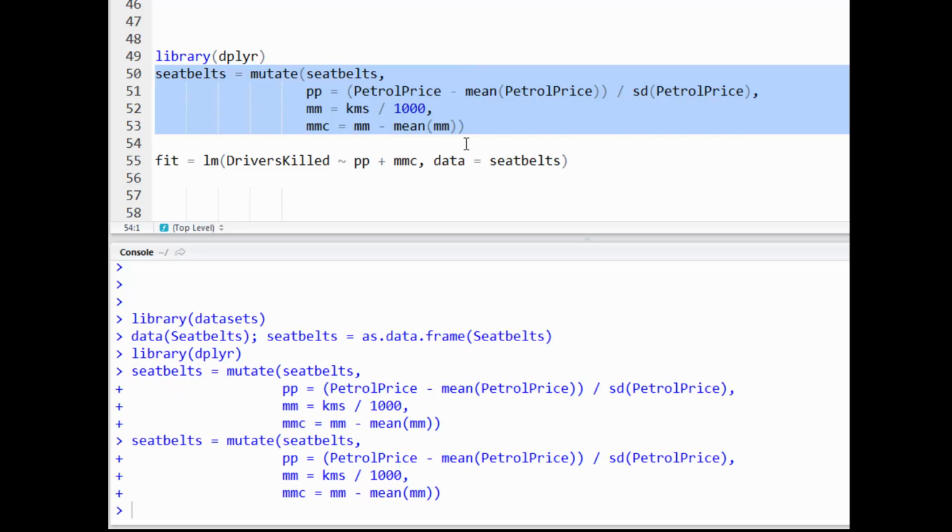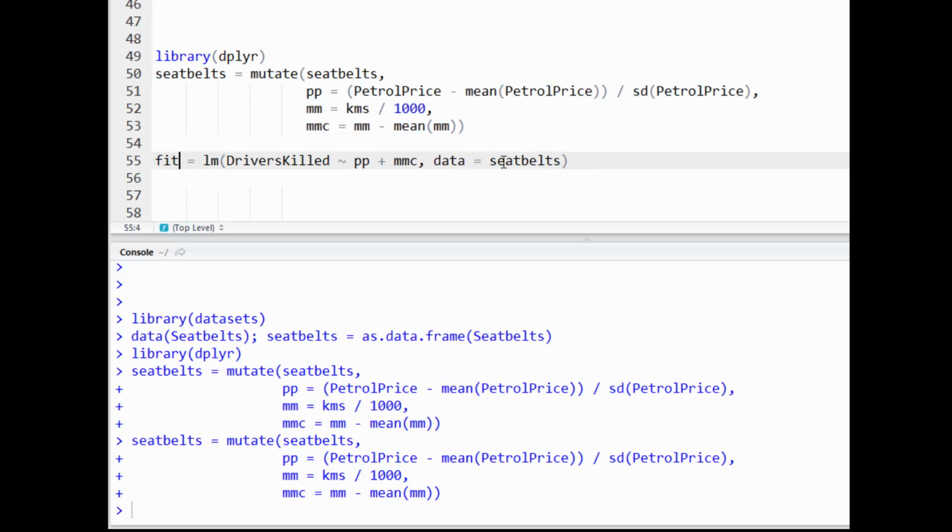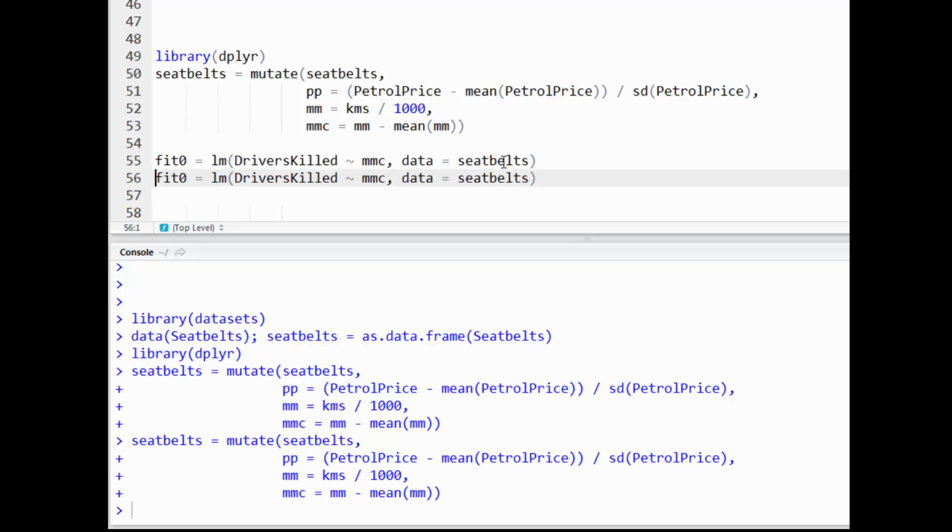And then let's fit two models. First, let's fit model 0, which just has the kilometers data in it. And then let's fit model 1 that has the kilometers data in it plus this petrol price.